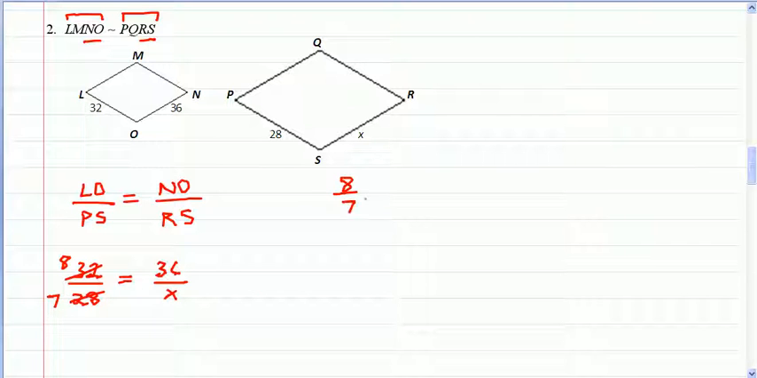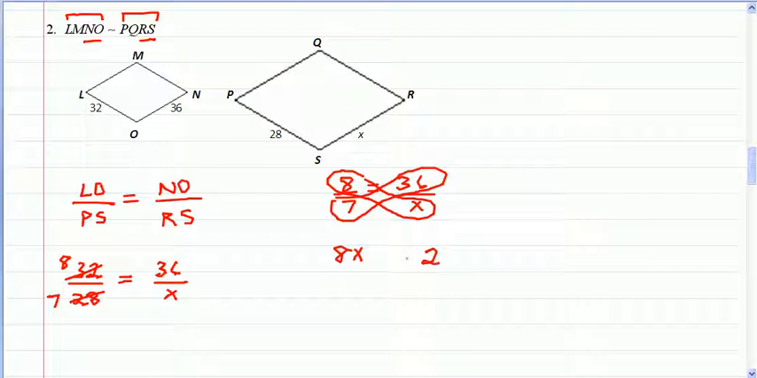And if I rewrite this before I cross multiply, I start with the diagonal that has the variable. So I have 8x, and then I multiply 7 times 36. And my equation is 8x equals 252. And then I divide both sides by 8.